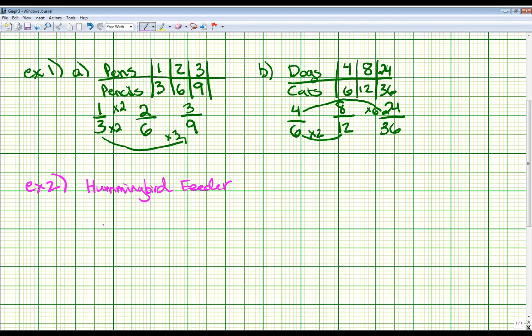And we're trying to mix the water with the sugar to be able to feed the hummingbirds. It tells us that for every 4 parts water, or 4 cups of water, we are going to need 1 part sugar. So our ratio would be 4 to 1. Then it says that we are going to have 20 cups of water. And so we want to know how many cups of sugar.